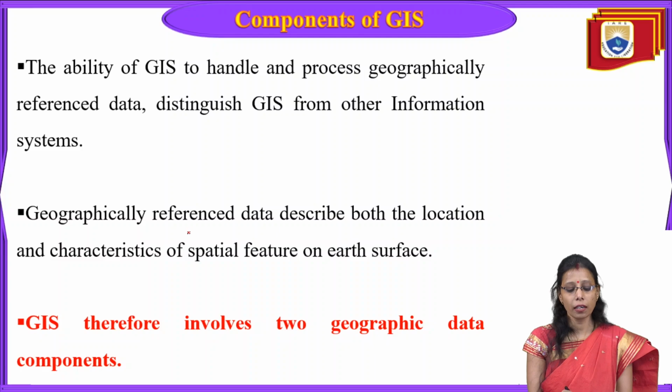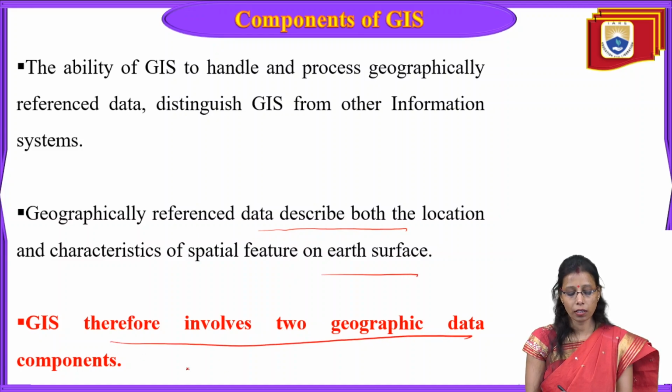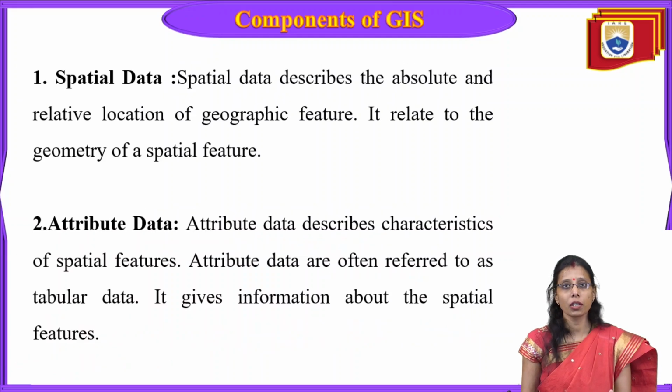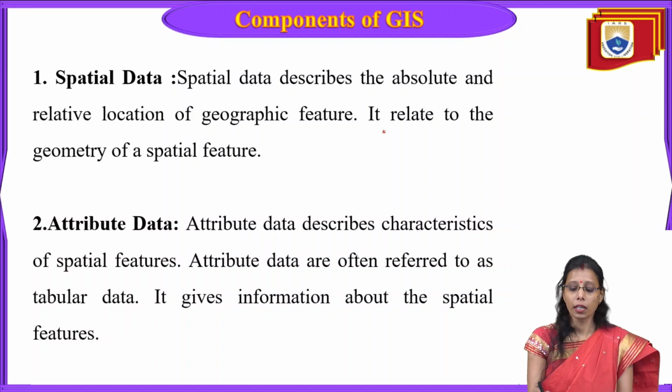Geographically referenced data describe both the location and characteristics of spatial features on the Earth's surface. GIS therefore involves two geographic data components, that is spatial and non-spatial. Spatial data describes the absolute and relative location of geographic features. It relates to the geometry of the spatial feature. And the second thing is attribute data.